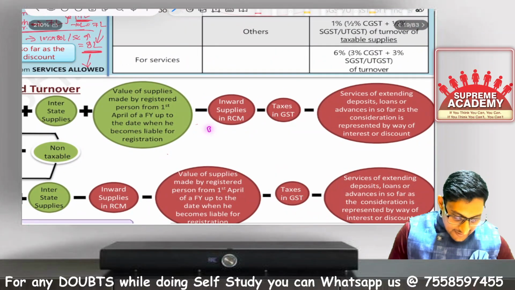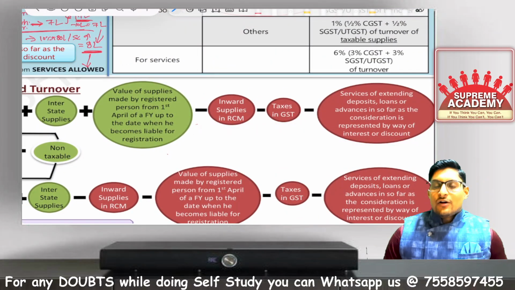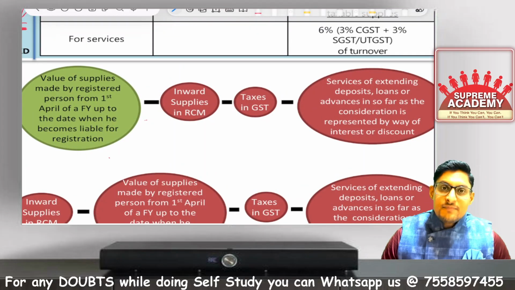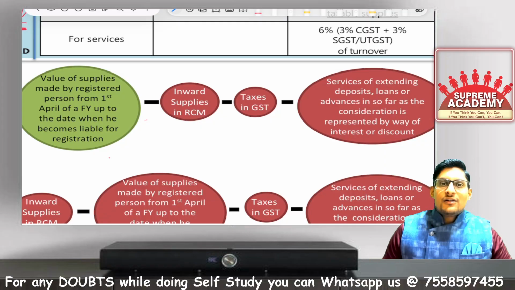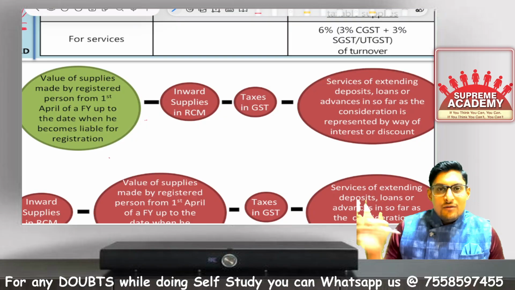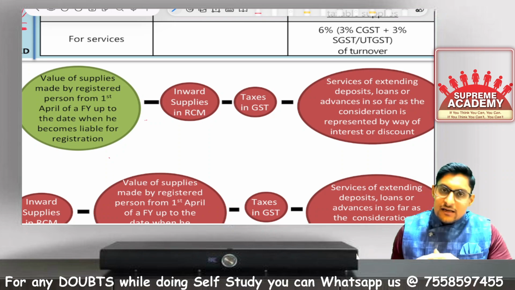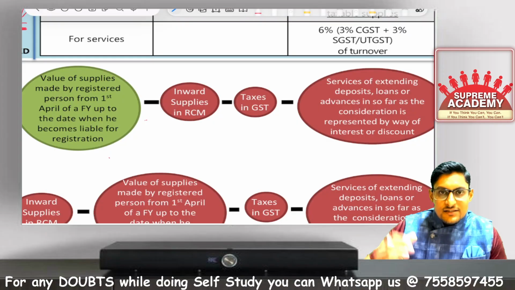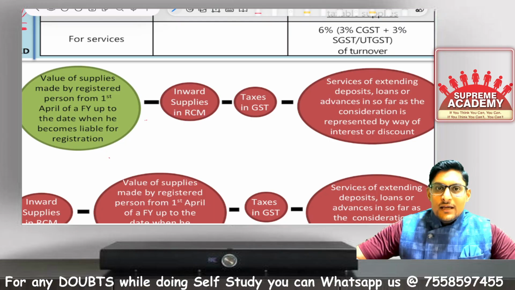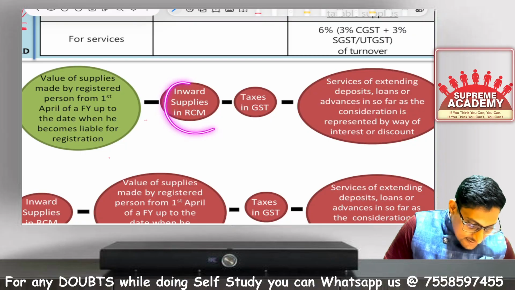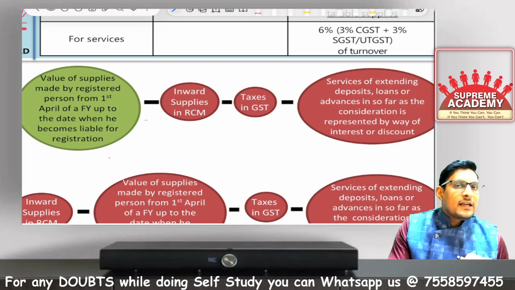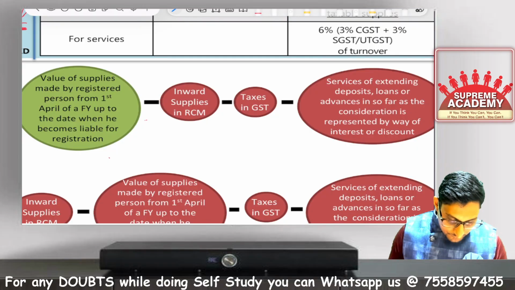Next, what things should we exclude from the definition of aggregate turnover? We should exclude inward supplies under RCM, reverse charge mechanism. Yes, because that's not your turnover. That is the turnover of the person from whom you have received the supply. You are paying the tax on their supply under reverse charge, but it's not your turnover. It's their turnover, and it should not be included in yours. RCM should not be included because it is the turnover of the supplier for which you are paying tax under reverse charge.